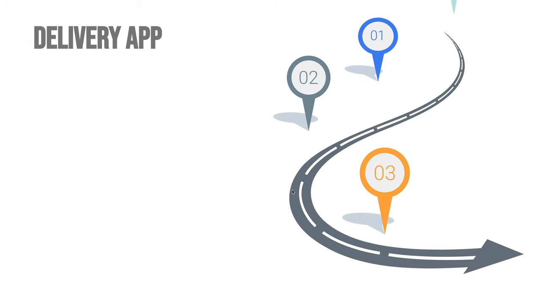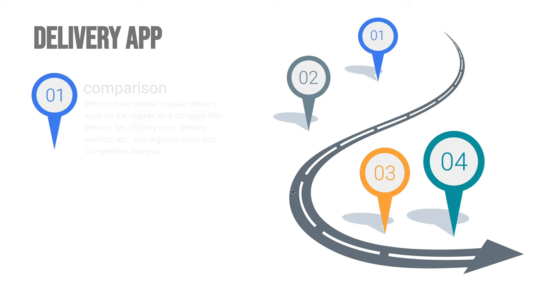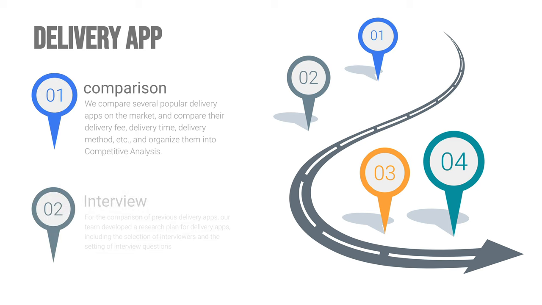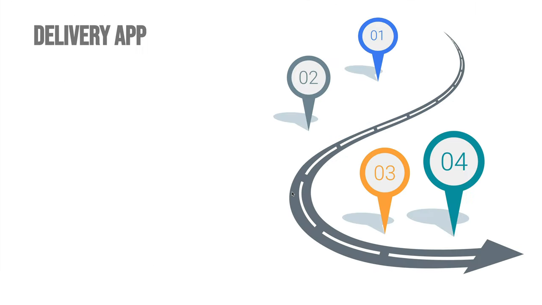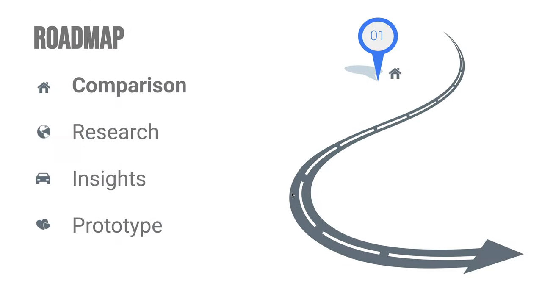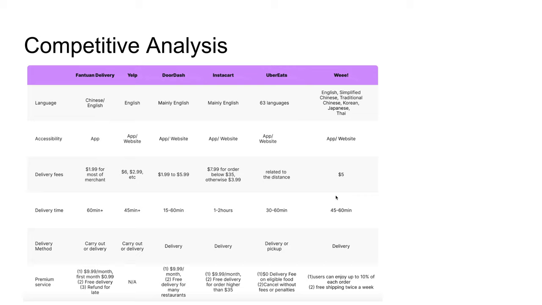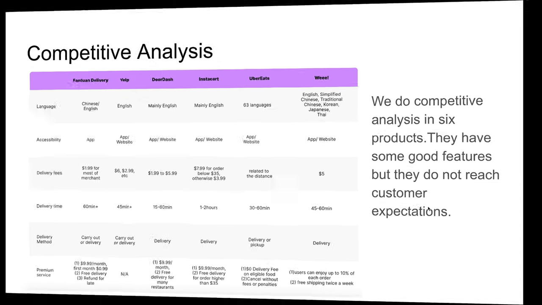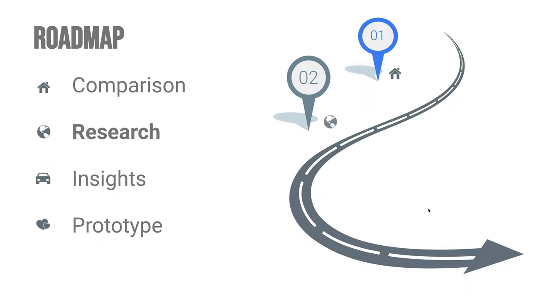And before we finally implement the delivery app, we have gone through four parts. They are comparison, interview, insights, and the prototype. First we focus on the comparison part. We have compared six popular delivery apps to prepare for designing our own delivery app. And next, the research part.